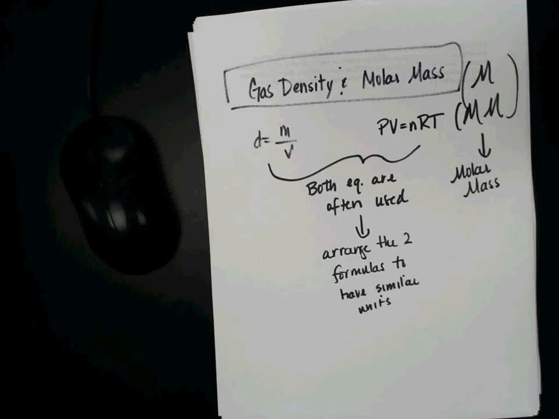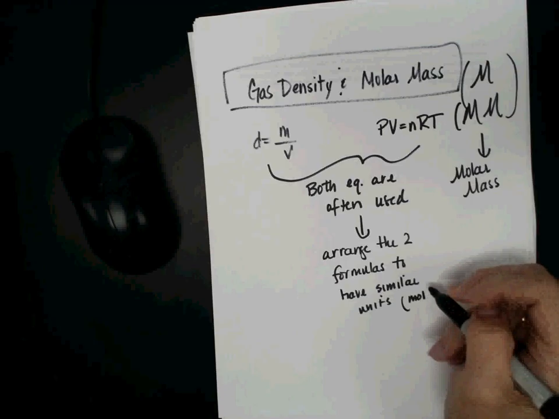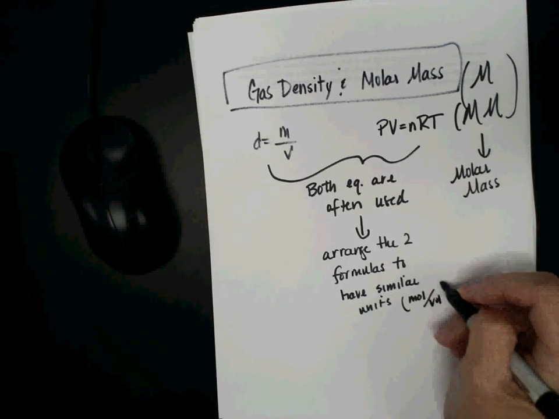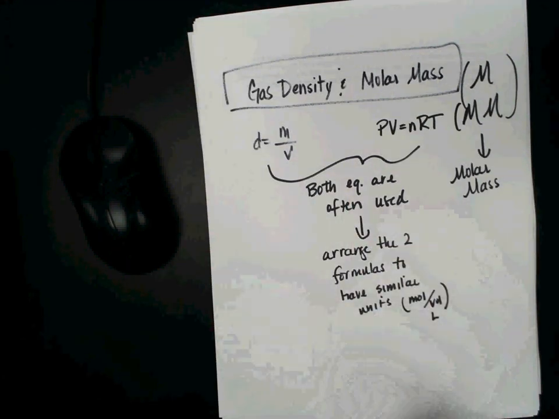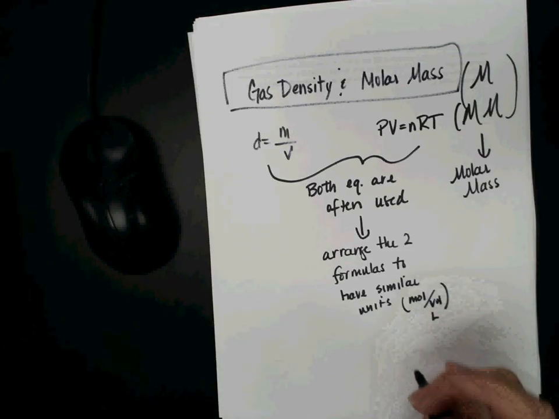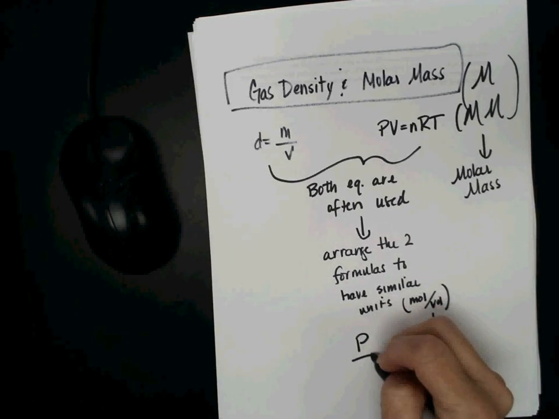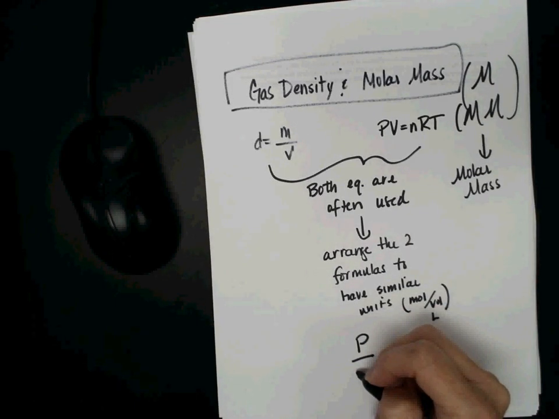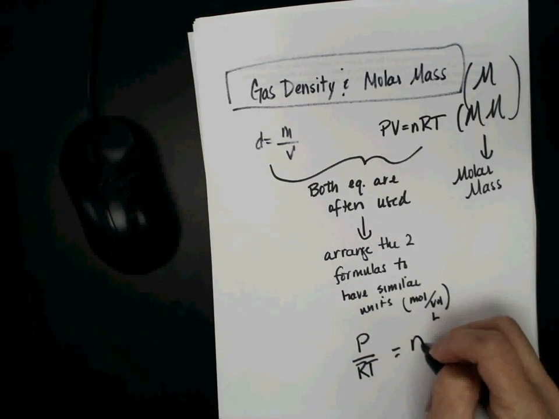We want to think about the units of moles per whatever volume I'm dealing with. Normally it's liters, but on occasion it might be something else. If I rearrange my ideal gas law equation, I can set P over RT equal to N over V.